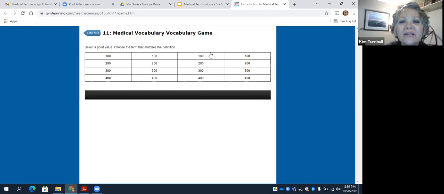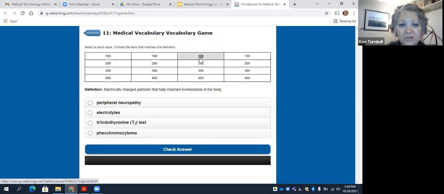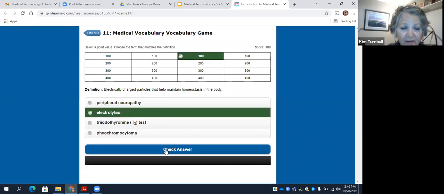If we click on this, maybe you divide your class in half. One side is this name, one side is this name. So you've got Bert and Ernie over here. Bert's team goes first. Your question is: electrically charged particles that help maintain homeostasis in the body. I'm going to pick electrolytes. Let's see if I can get it right. Yeah! So this is more like your fun little challenging game, and it comes at the end of your chapter. It's a great little way to review the chapter.